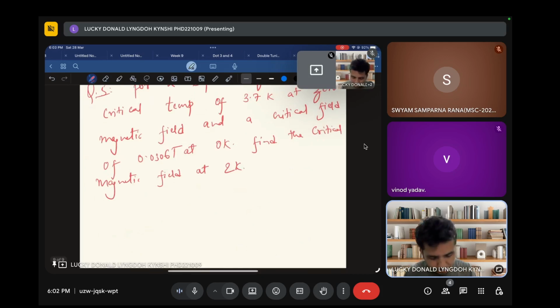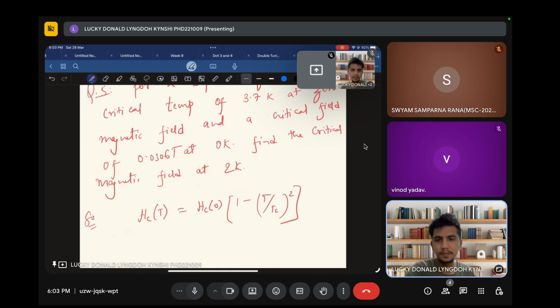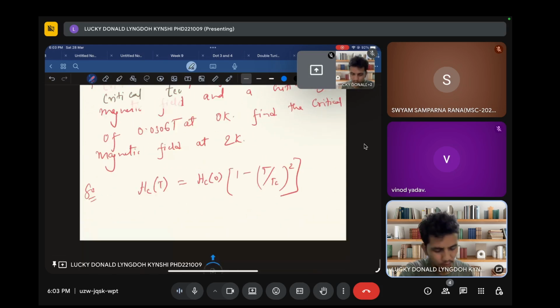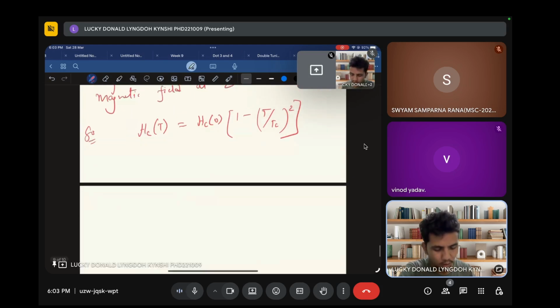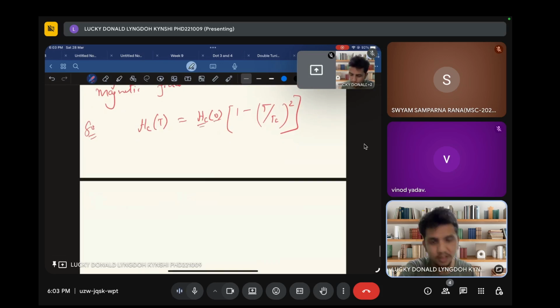And the relation relating both critical field and temperature is given by: the critical field at a certain temperature is Hc naught, that is the critical field at zero temperature, times (1 minus T by Tc) whole squared. Okay, so remember this formula: H is equal to Hc naught (1 minus T by Tc) whole squared. Hc naught is the critical field at temperature 0, H is the critical field at a temperature T, and Tc is your critical temperature. So this relates both your critical temperature as well as the critical field.